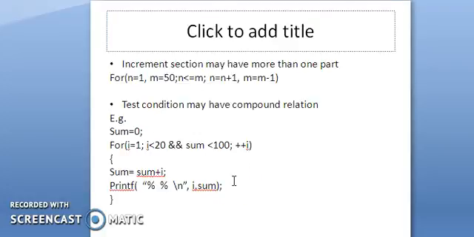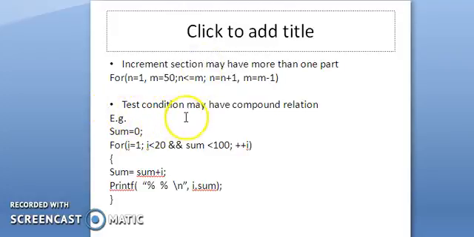Similar to the initialization, one or more statements can be included in the increment section. Like in this example, for n = 1 and m = 50, this is the initialization part. n should be less than or equal to m, this is the test condition, and n is incremented, n = n + 1, and m = m - 1. So these are increments and decrements. So more than two statements can be included in the increment section.